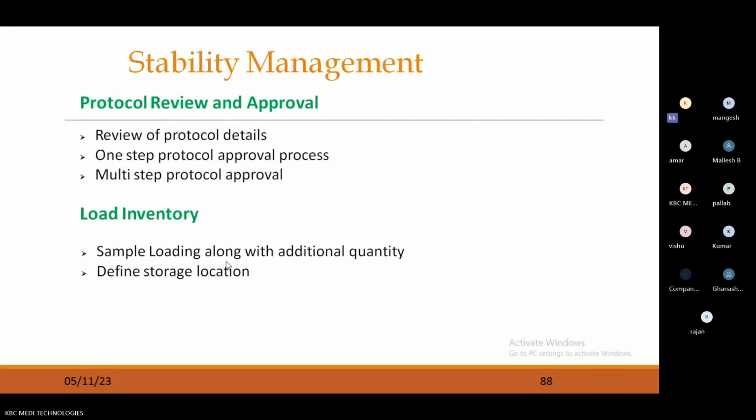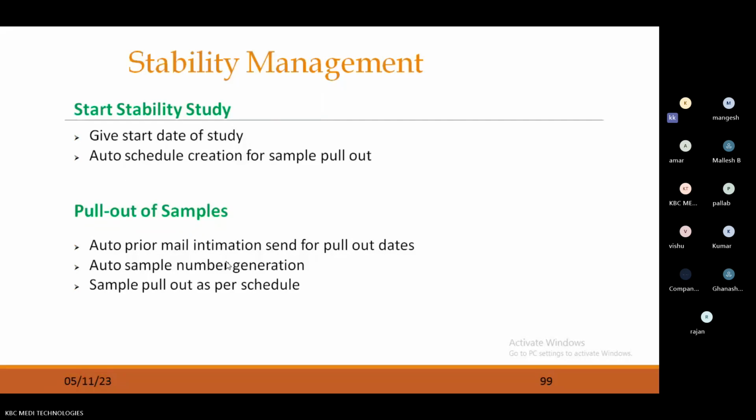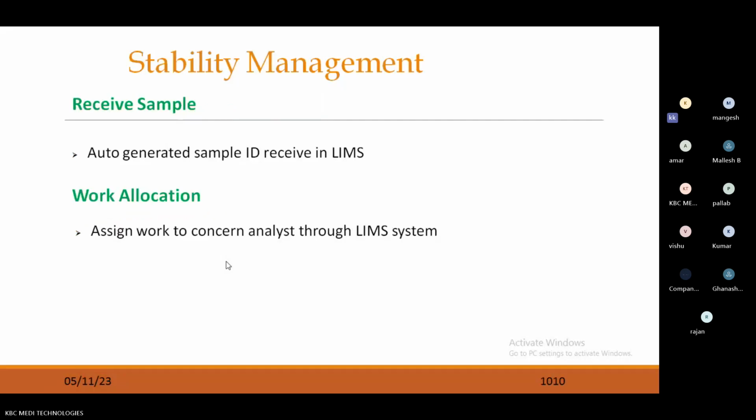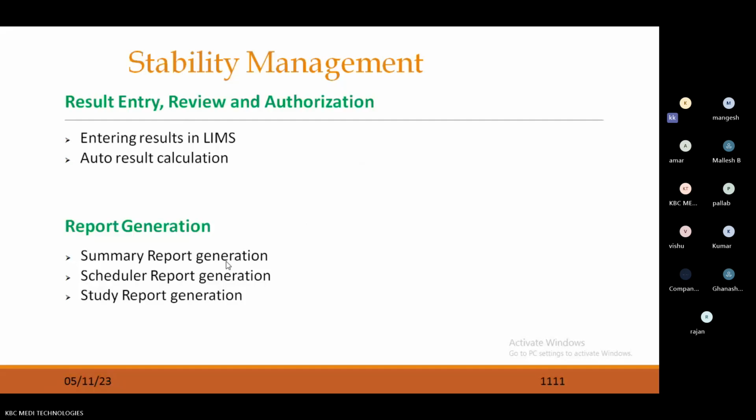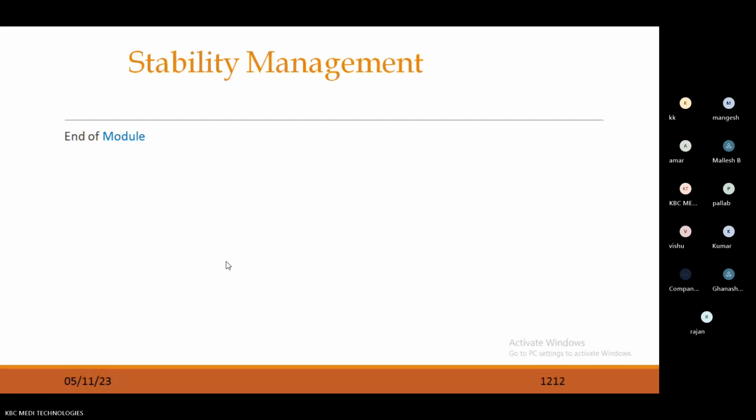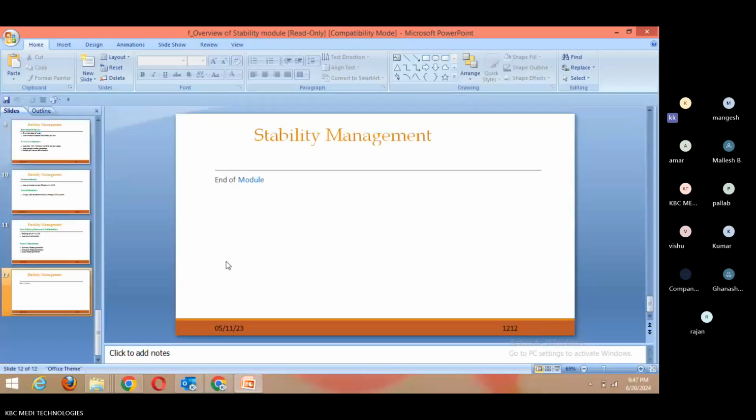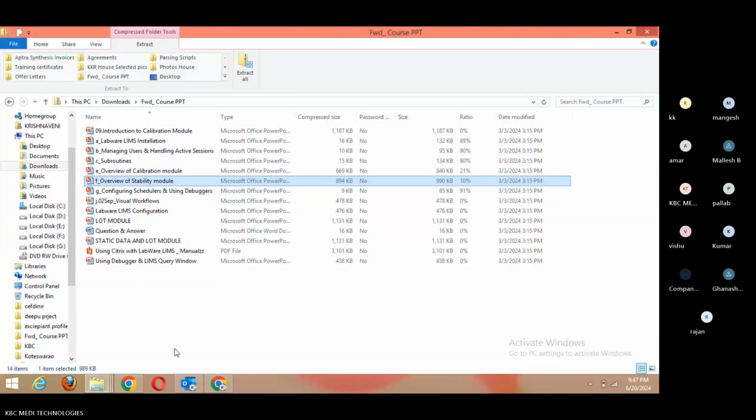Like protocol review, loading inventory, as I discussed earlier, stability study starting, samples pull out, sample receiving, work allocation, results entry, review, report generation, and what types of reports there may be in the system. We have different options. The way you want to generate the reports is up to you. As per your organization's requirement, yes, I can make the system do that. That is simple.